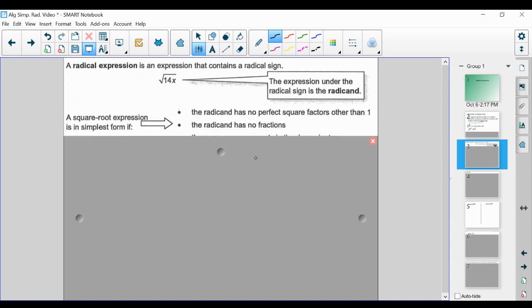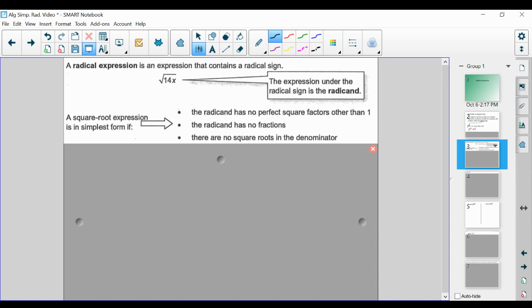A square root expression is in simplest form if it passes these three general qualities. The radicand, so for example, 14x, has no perfect square factors other than 1. So a perfect square is a number that, when a whole number is multiplied by itself, gives you that number. So like 2 squared is 4, so 4 is a perfect square. 3 squared is 9, so 9 is a perfect square. 4 squared is 16, 16 is a perfect square. 25, 36, so on and so forth.